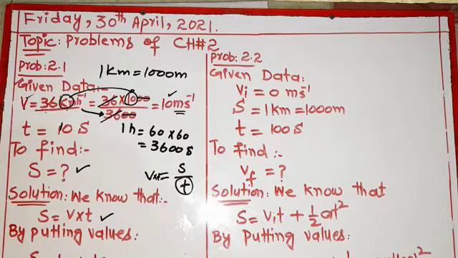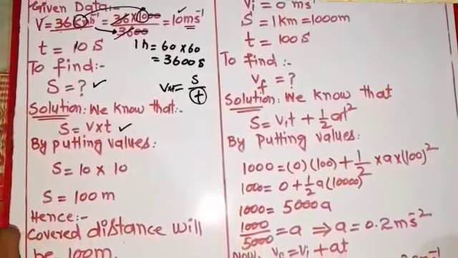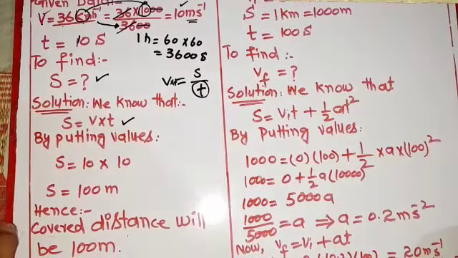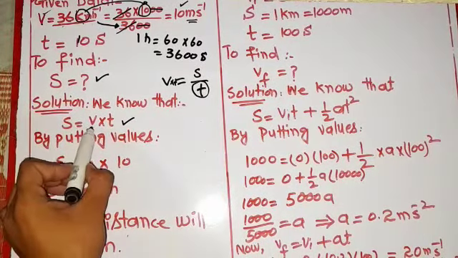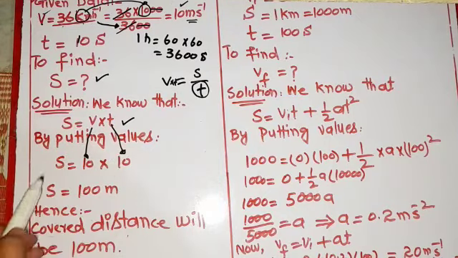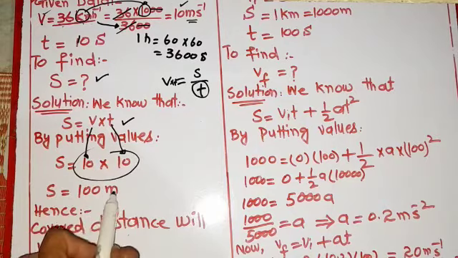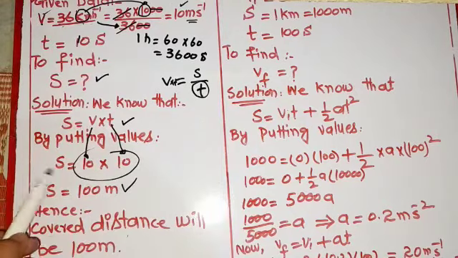Now we will put the values of all the factors. As we know, velocity is 10 meter per second, and the time is also 10 seconds. We will multiply these two factors. 10 multiplied by 10 will be equal to 100 meter. Hence the distance covered by the train will be 100 meters. This is your first numerical.